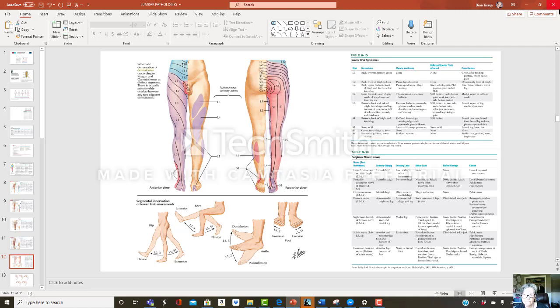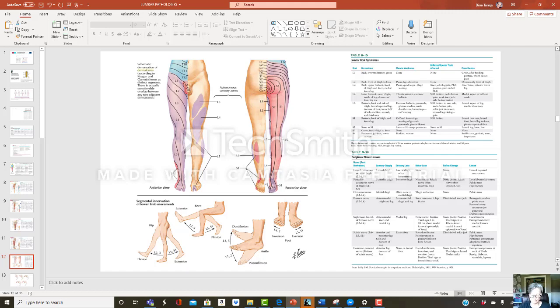Well, why is that? So L4 doesn't really act on the hip. Inner buttocks, outer thigh, inside of leg, dorsum of foot, and big toe. Pretty cool.